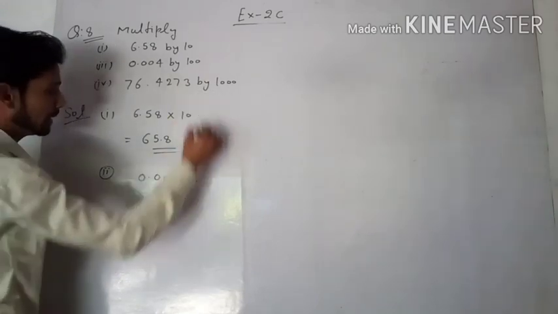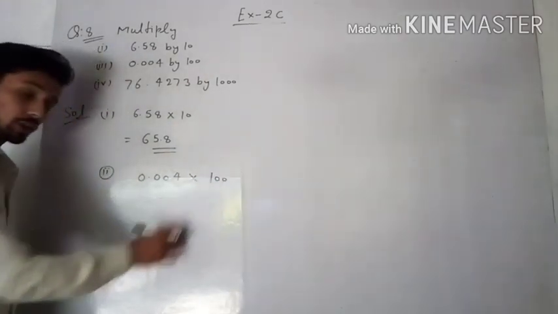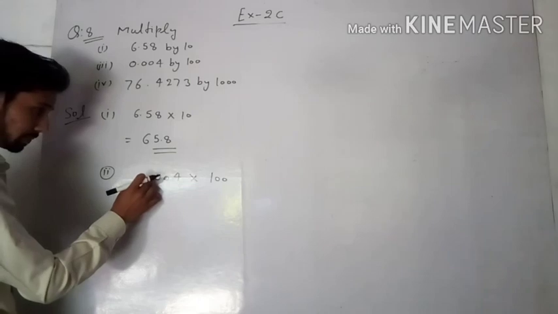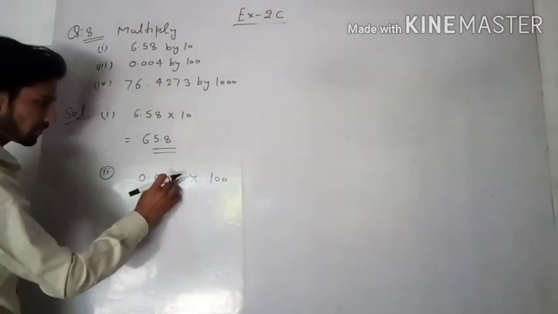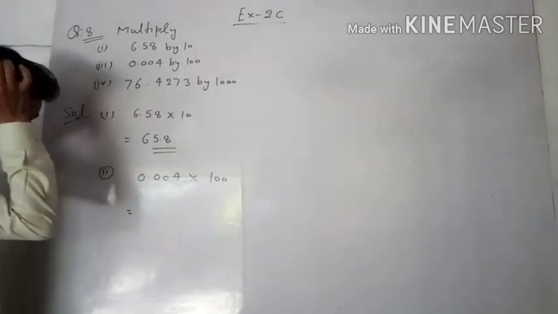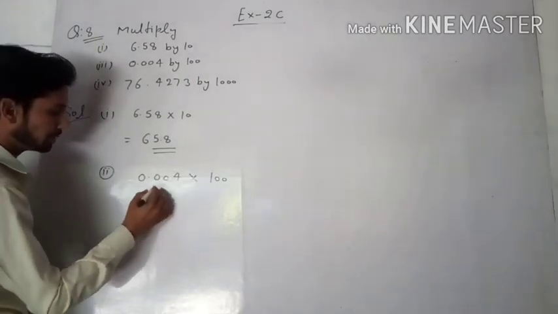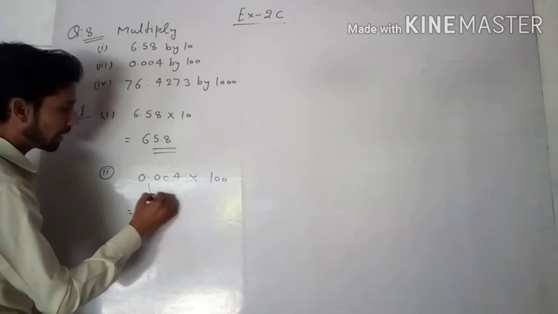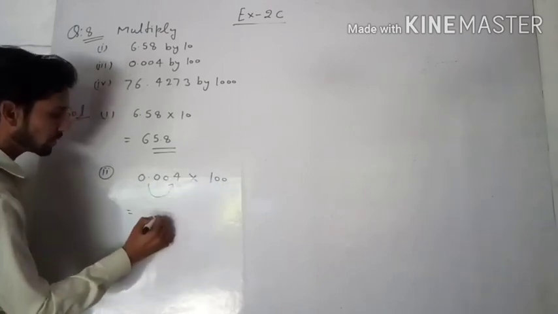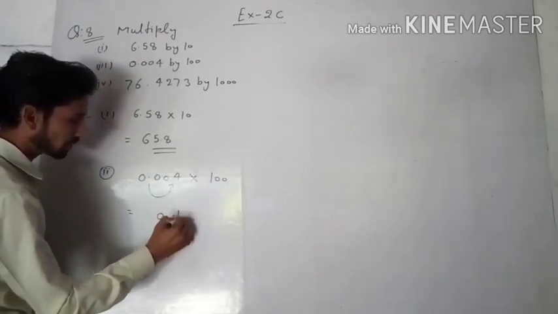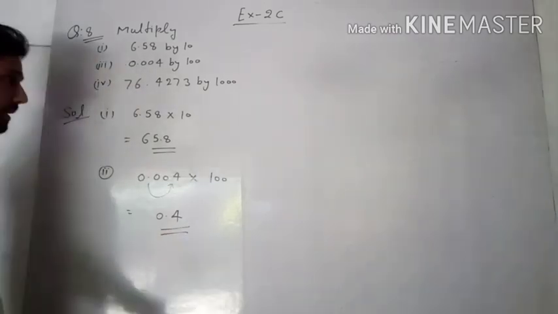Second, 0.004 multiplied by 100. Two zeros are there. The decimal comes after two places. So it comes here, two places, 0.4. It's your answer.